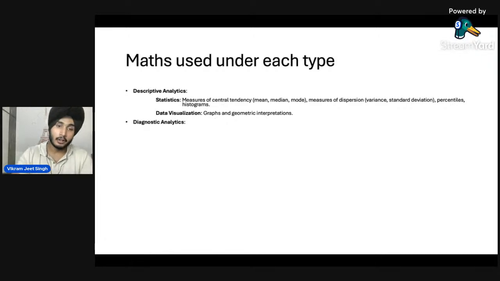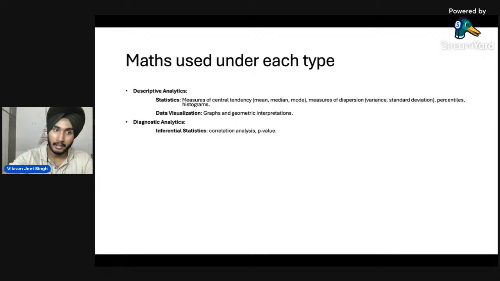Next, if I talk about diagnostic analytics, we use inferential statistics like correlation analysis and p-values. Let's take an example where we are examining how the price of something has changed based upon other factors. Let's say the price of a biscuit packet has increased from 5 rupees to 6 rupees. So why has it happened?